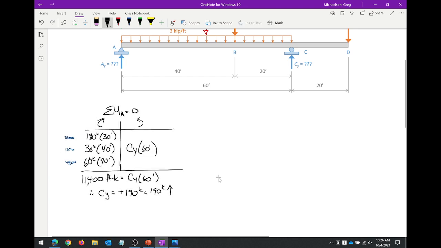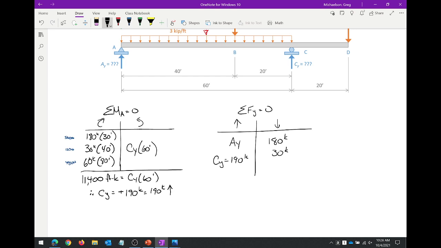All right. So now we're going to sum forces in the y direction. Put everything going up and equals everything going down. As for what's going up, we got AY going up. I don't know what AY is, but I know what CY is. That's 190 kips. And as for what's going down, I got 180, 30, and 60. So AY plus 190 is 180 and 30 is 210, 210 and 60 is 270. So AY is, what was that, 80?